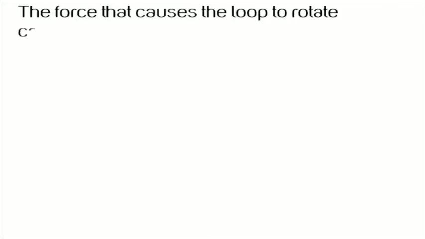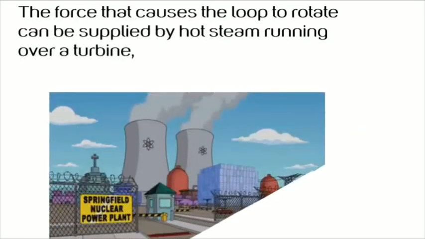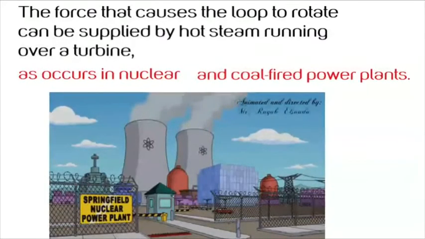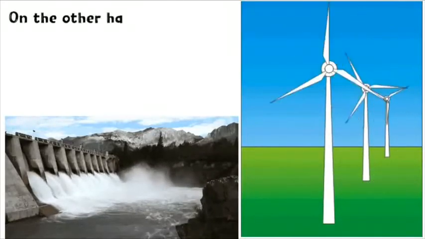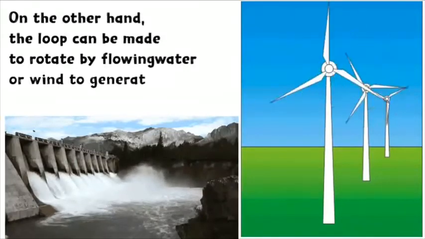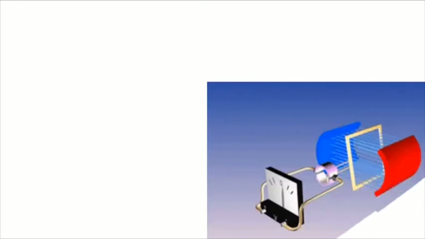The force that causes the loop to rotate can be supplied by hot steam running over a turbine, as occurs in nuclear and coal-fired power plants. On the other hand, the loop can be made to rotate by flowing water or wind to generate electricity in a pollution-free way. There are two kinds of generators: alternating current generators, AC, and direct current generators, DC.